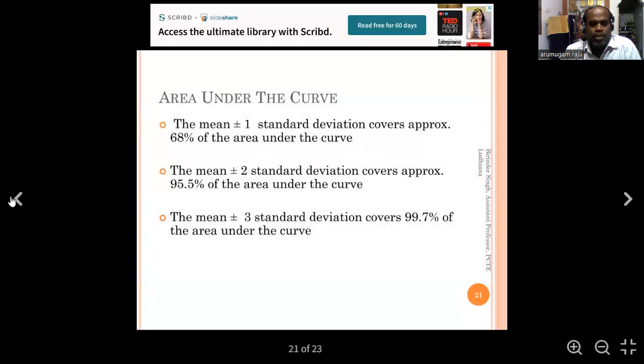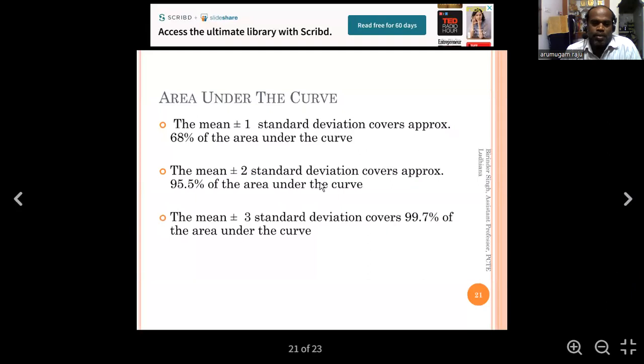The symmetric curve is also known as bell curve, right? It is also known as bell curve. So area under the curve, the mean ±1 standard deviation covers approximately 68% of the area under the curve. The mean ±2 standard deviations covers approximately 95.5% of the area under the curve. The mean ±3 standard deviations covers 99.7% of the area under the curve.